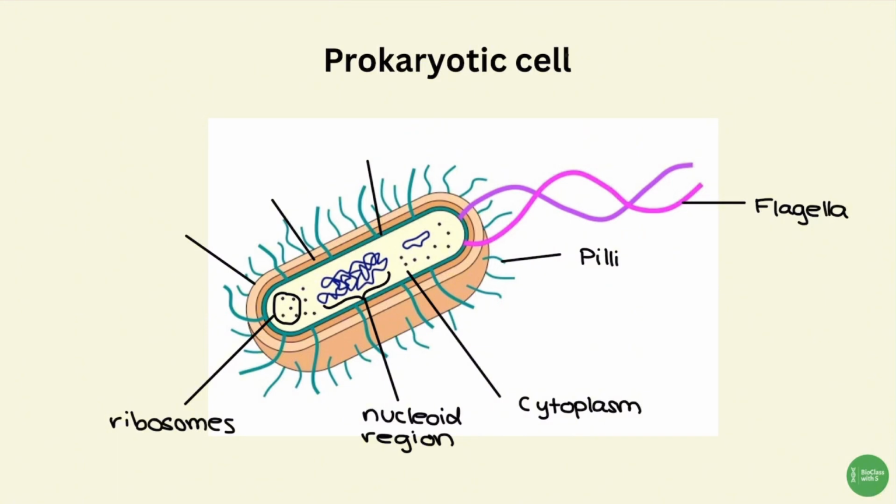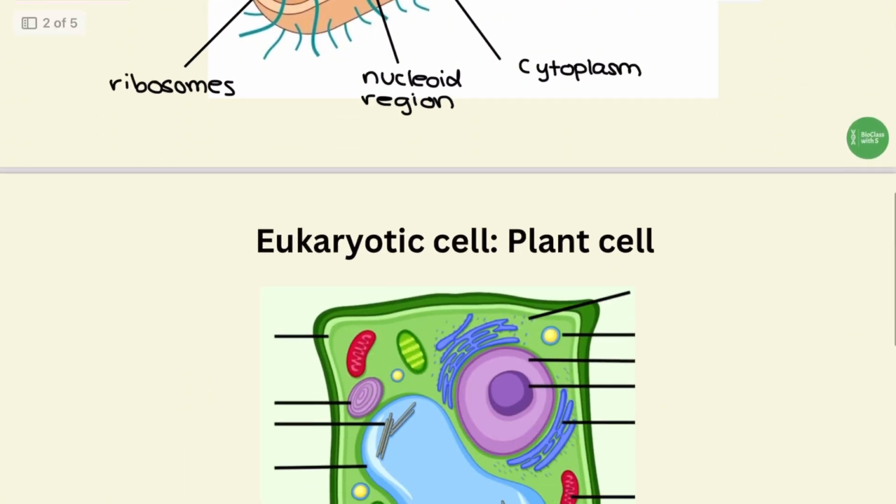Next up, we have the plasma membrane. This controls what enters and exits the cell. In the middle, we have the cell wall, which is made of peptidoglycan, and it provides structural support for the cell. And then we have the capsule, which is the outermost layer.